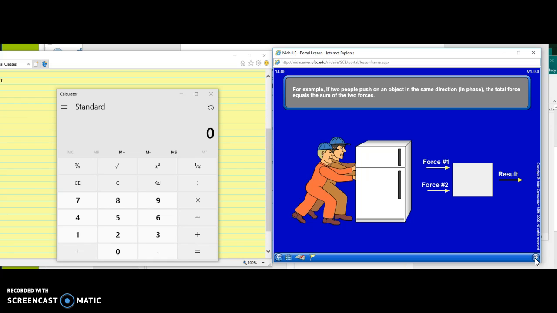Alright, so if two people push on an object in the same direction in phase, the total force equals the sum of the two forces.